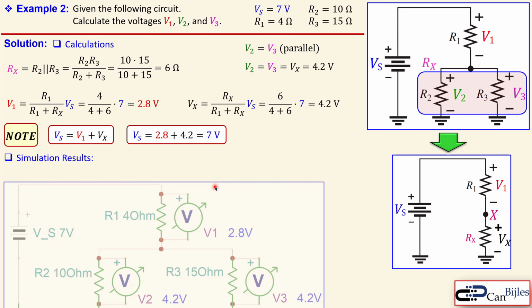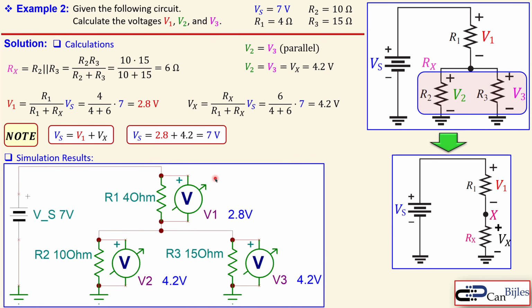Now, looking at the simulation results, this is the simulation circuit in Tina TI Spice. You see again this Vs of 7 volts, R1 of 4 ohms, and also R2 and R3. You see the voltmeters and you see the readings here, which are exactly as we have calculated. So we can say this is all checked.